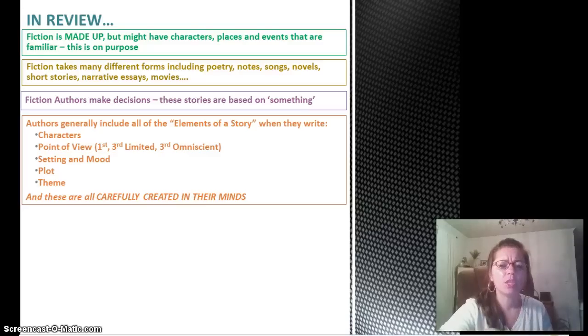That means point of view. The author chooses if their story is going to be told in first person, third person limited, or third person omniscient. They choose their setting, and their setting typically creates a mood that's in line with whatever they want you to feel about this story: scary, sad, happy.